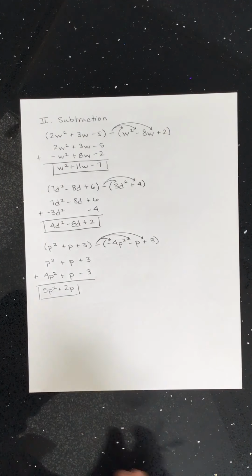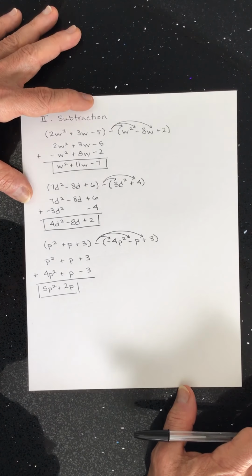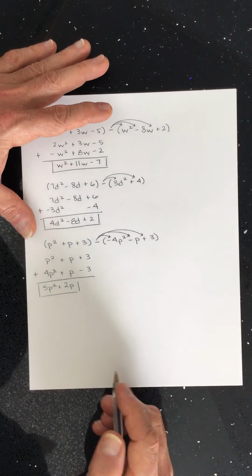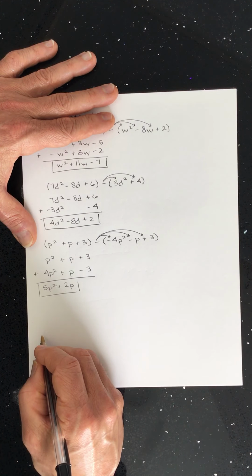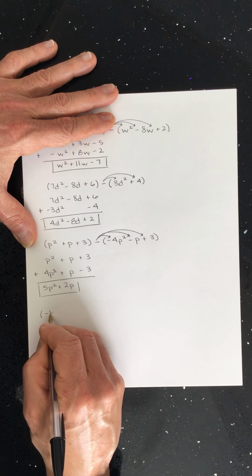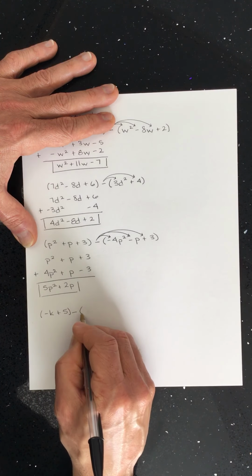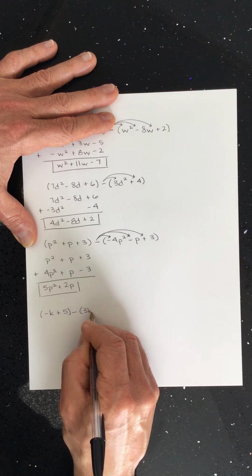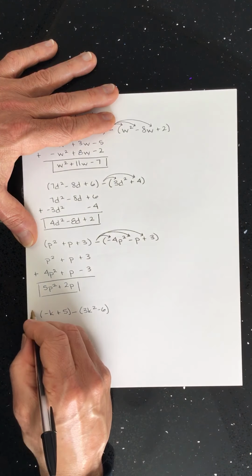So now I have a few problems I'd like you to do right here, just as practice with me. The quantity negative k plus 5 minus the quantity of 3k squared minus 6. Okay, we'll call this problem A.